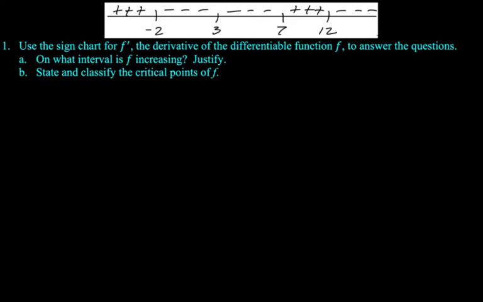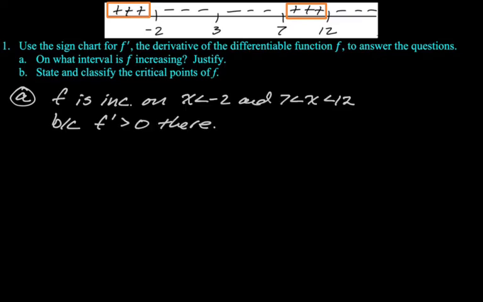All right, A, what interval is f increasing and justify it? So looking at this thing, increasing will be when f prime is positive. So f prime is positive when x is less than -2 and between 7 and 12. So I'm just going to write that down. f is increasing on x less than -2 and 7 less than x less than 12 because f prime is greater than 0 there. Perfect answer. Move on to the next part.